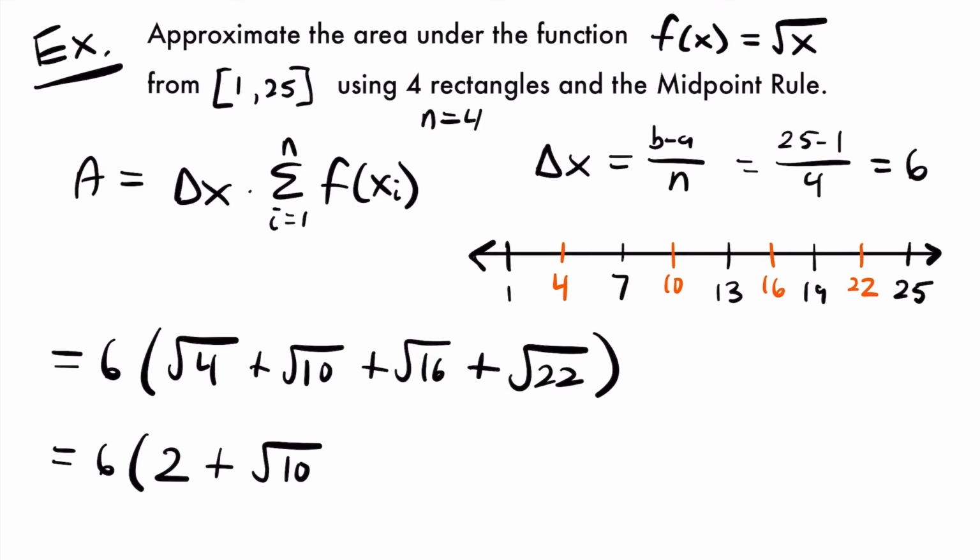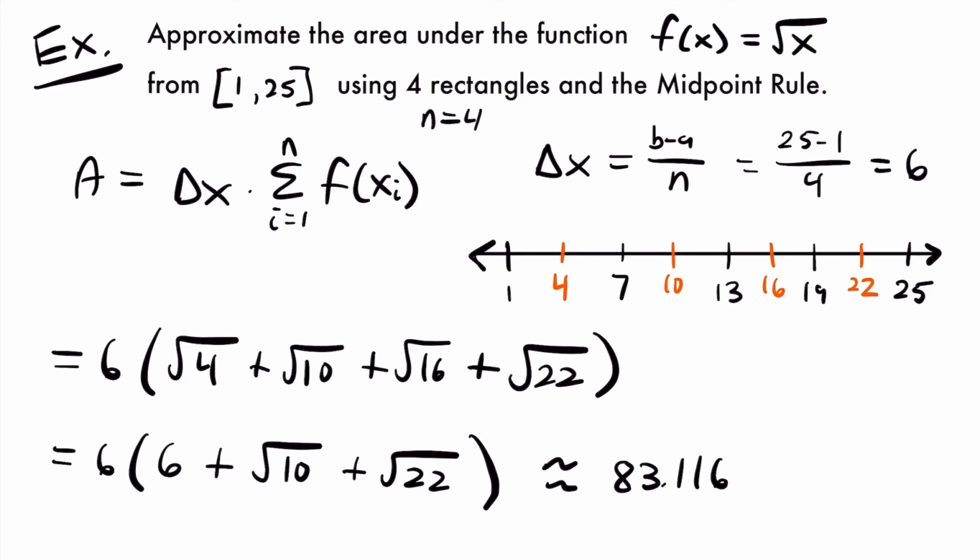And then the square root of 16 we know is 4, and then we will add the square root of 22, which, just like the square root of 10, we can't really simplify, and so we'll just have the square root of 22. And so then we could add 2 and 4 together, and that would just give us 6. And so I'll just rewrite this to be 6, and then we will just add that square root of 22. And then if we were to plug this into our calculator, 6 times 6 plus the square root of 10 plus the square root of 22, that would approximately be equal to 83.116. And so that would be our approximate value of the area under this function, the square root of x, from 1 to 25.